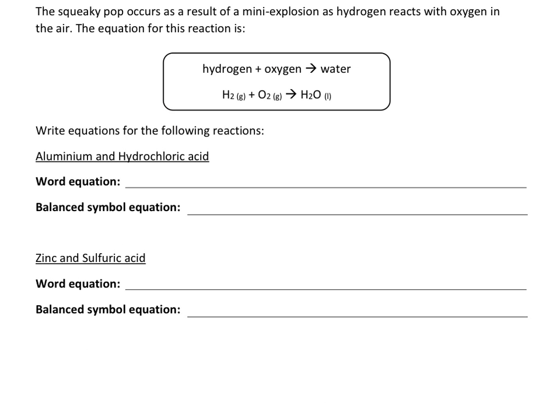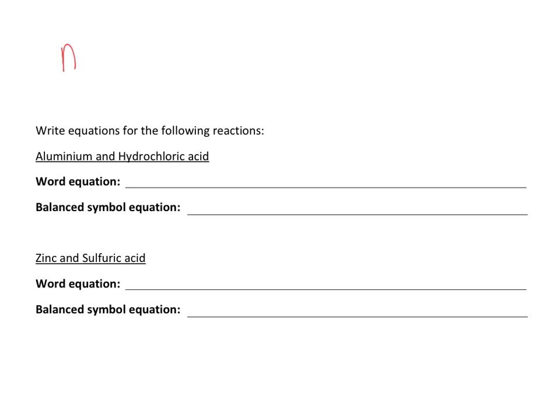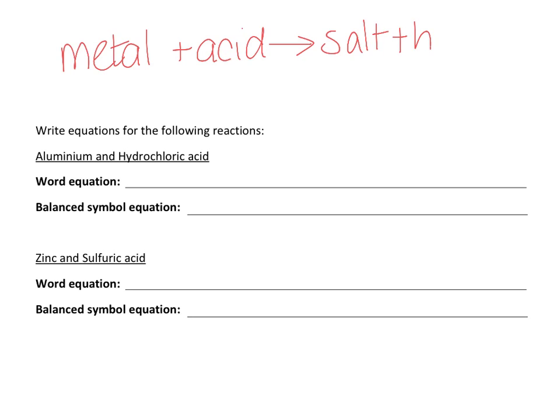At the bottom of page 6, you have 2 more equations that I want you to write, and they follow the same general formula. So always keep that in mind. Metal plus acid gives us a salt plus hydrogen. So they're all going to follow that general equation. Metal plus acid gives us a salt plus hydrogen. So give that a go for aluminium and hydrochloric acid, and then zinc and sulfuric acid.